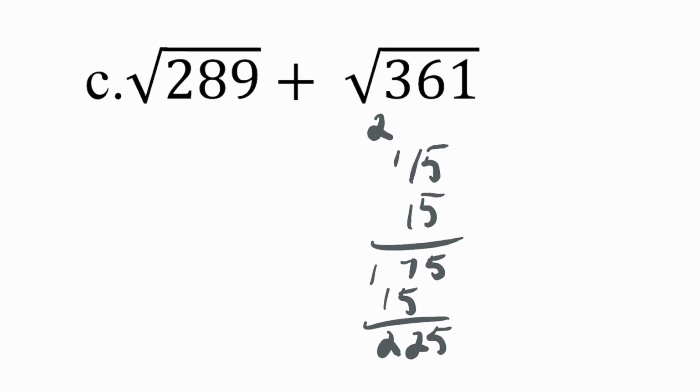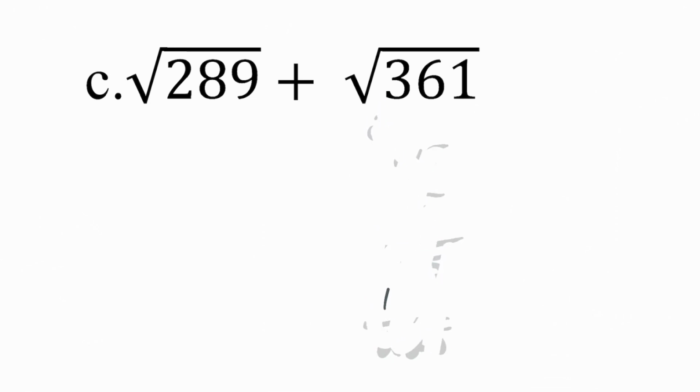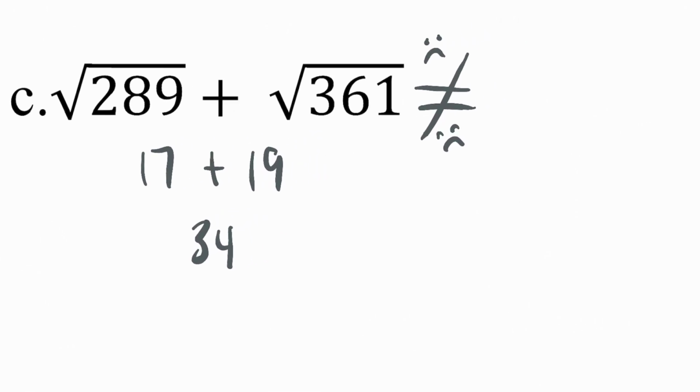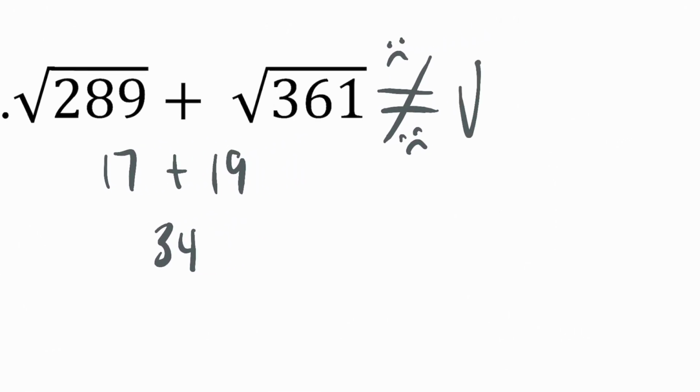So I look at those two, and I remember that the square root of 289 is 17. And I remember that the square root of 361 is 19. So I get, was that 34? This is definitely not the square root of 650. That is not how roots work.